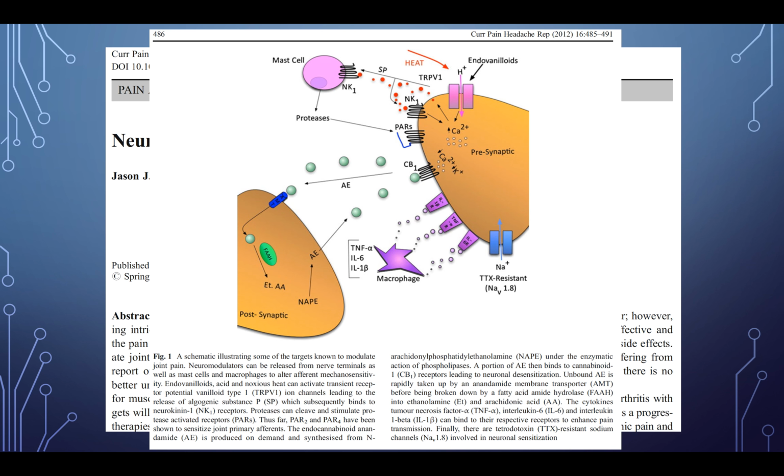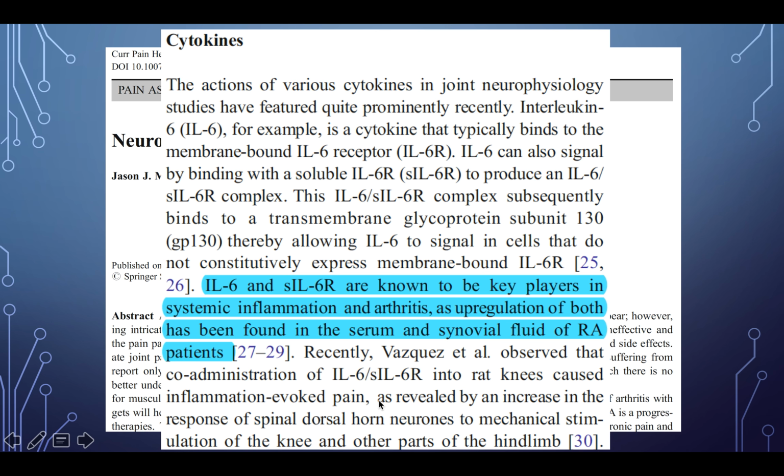So I know this is a long slide with a lot of stuff in it, but I think some of the stuff that we may talk about on the final exam is just the TNF alpha, interleukin 6, and IL-1 beta. And then I might throw in a little tough question about PAR 2 and PAR 4 sensitizing the primary afferents. Because when primary afferents are sensitized, they're going to cause pain.